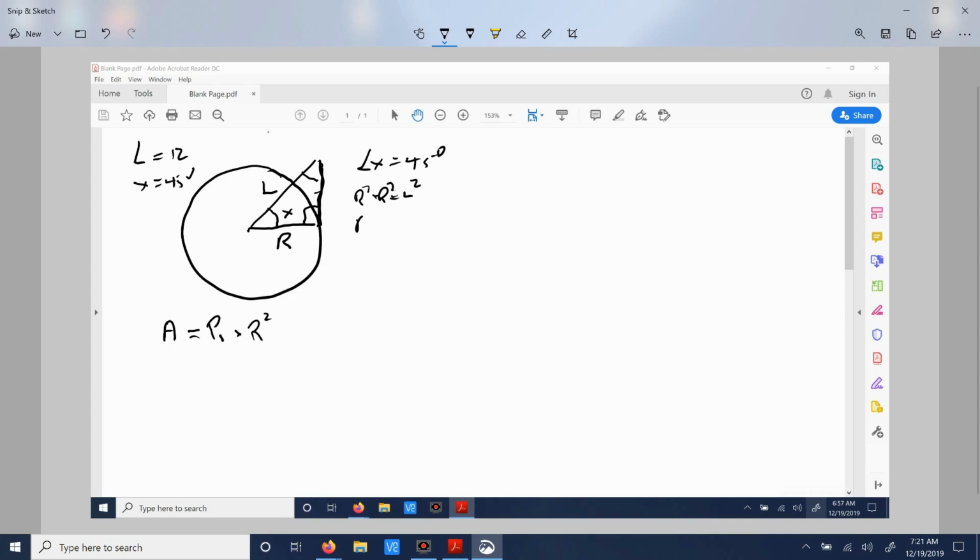So R squared is 1/2 of L squared. And we want to know R squared, so the area then is simply pi times 1/2 times L squared. Now in this particular problem, L was 12, so L squared, you can do that with your calculator, it's 144. You take half of that, that's 72. And so you had pi times 72.